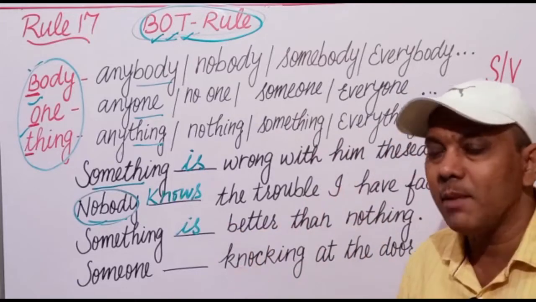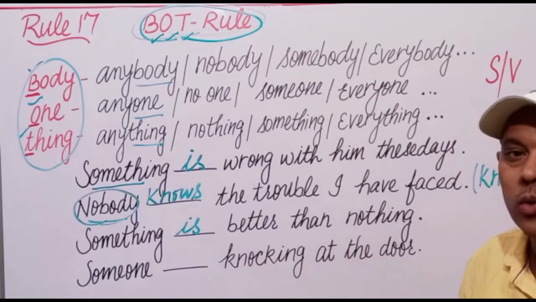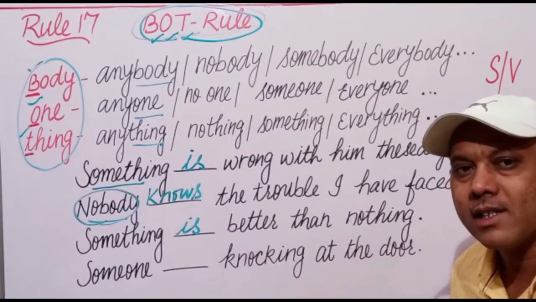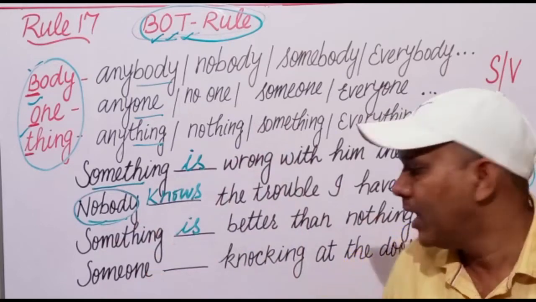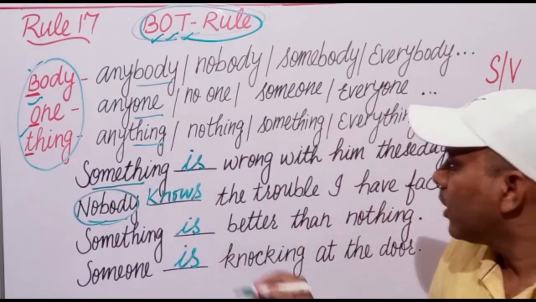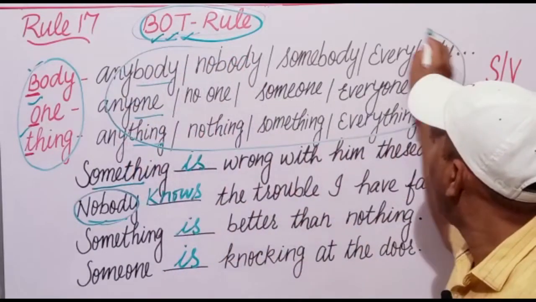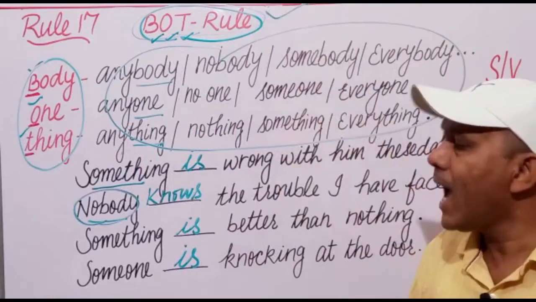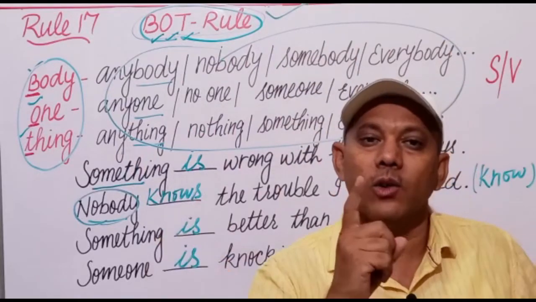And the last example in this exercise is: Someone dash knocking at the door. Someone is knocking at the door. I don't know who he is. Someone is knocking at the door. Hence, we can say that when these words of both rules act as the subject in a sentence, they take a singular verb.